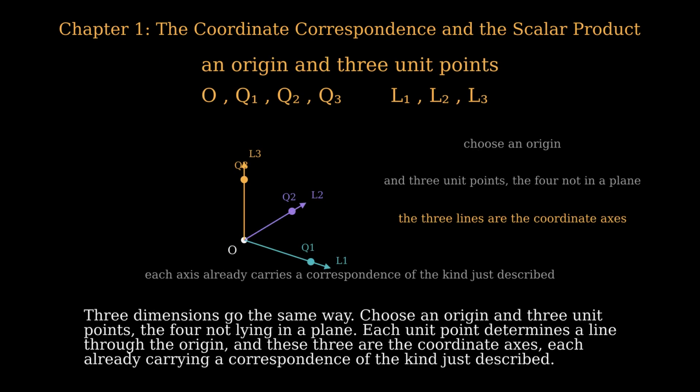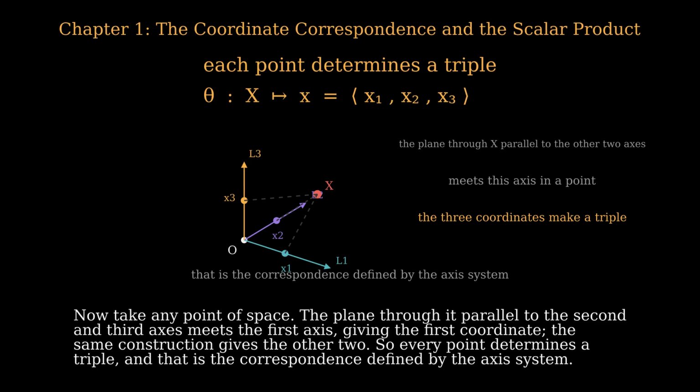Choose an origin and 3 unit points, the 4 not lying in a plane. Each unit point determines a line through the origin, and these 3 are the coordinate axes, each already carrying a correspondence of the kind just described. Now take any point of space. The plane through it parallel to the second and third axis meets the first axis, giving the first coordinate. The same construction gives the other 2. So every point determines a triple, and that is the correspondence defined by the axis system.